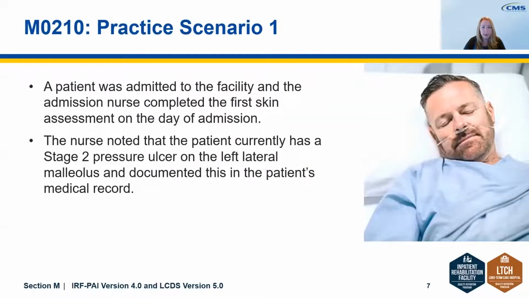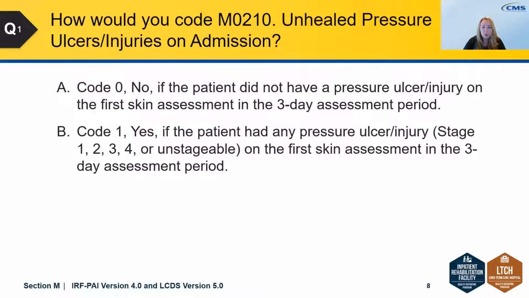Let's look at our first scenario. A patient was admitted to the facility, and the admission nurse completed the first skin assessment on the day of admission. The nurse noted that the patient currently has a stage 2 pressure ulcer on the left lateral malleolus and documented this in the patient's medical record. How would you code M0210 on admission?